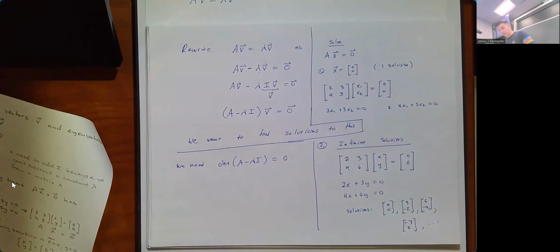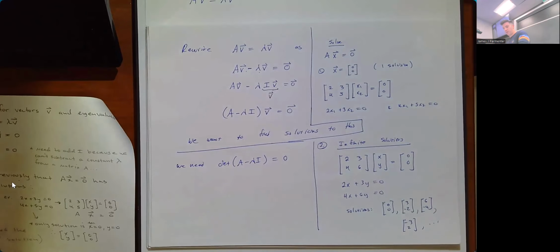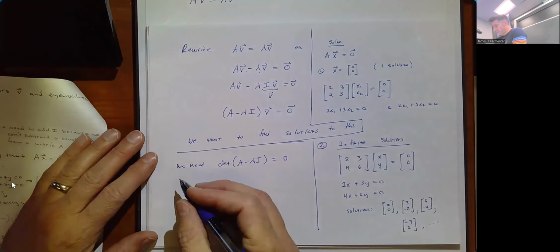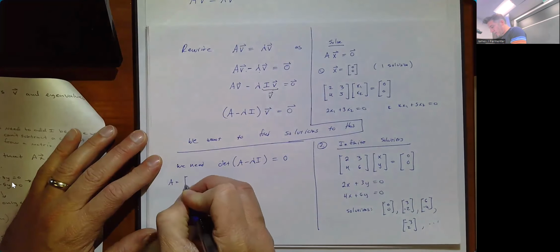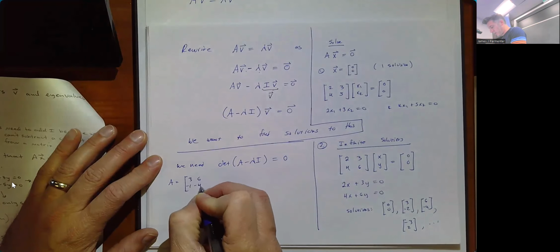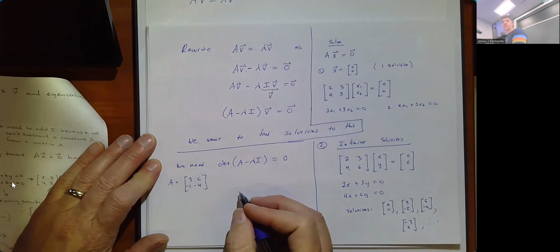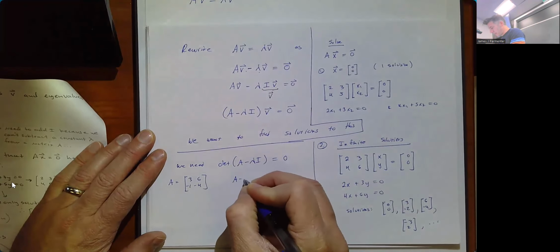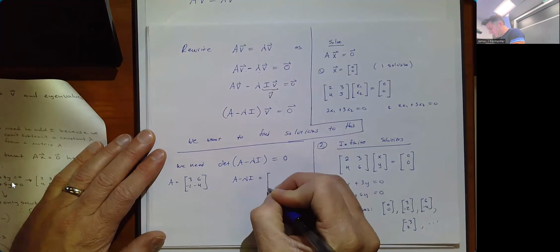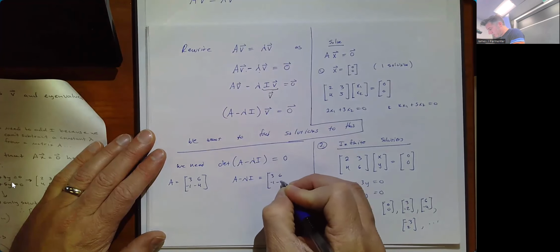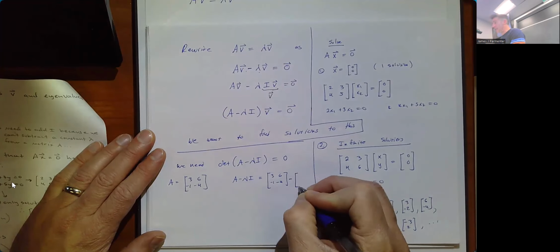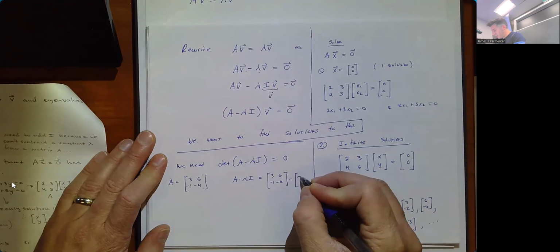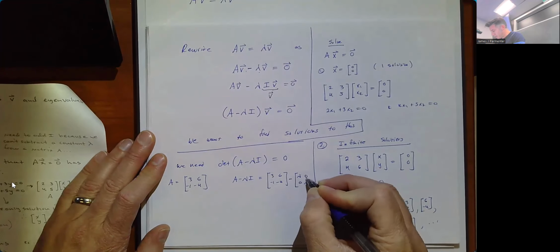So let's do it. Let's look back at the matrix that we started with. The matrix was 3, 6, negative 1, negative 4. So for A equal to 3, 6, negative 1, negative 4, we're going to find the determinant of A minus lambda I. So A minus lambda I is going to be 3, 6, negative 1, negative 4, minus lambda times the 2 by 2 identity matrix, which is really just a lambda on the diagonals and zeros in the off diagonals.